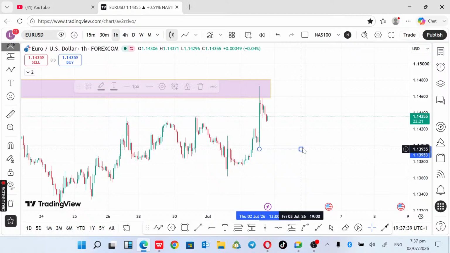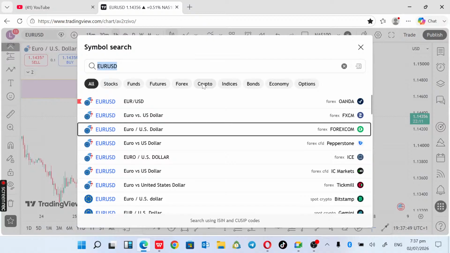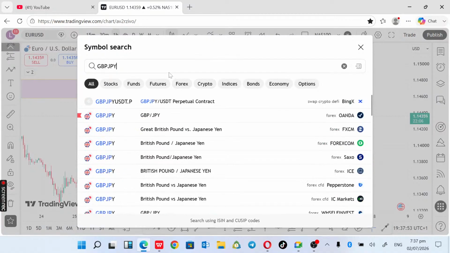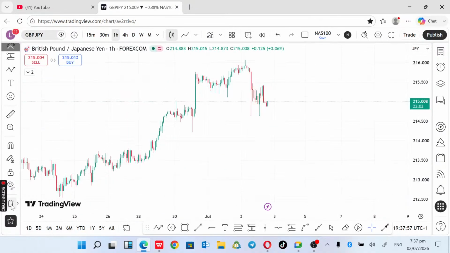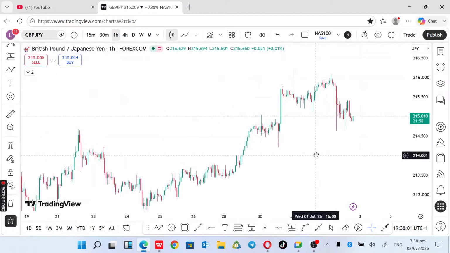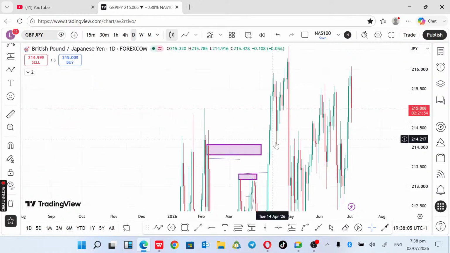All right, so let's check. Okay, now let's check one more market, GBP JPY. Let's check GBP JPY. Start from the daily again.